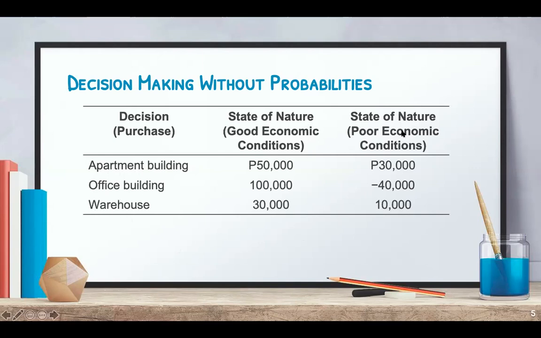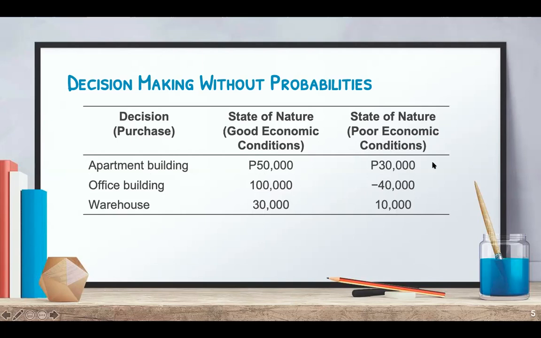There are two states of nature: number 1, good economic conditions, and number 2, poor economic conditions. In good economic conditions, the payoff for apartment is 50,000, for office 100,000, and for warehouse 30,000. But if the economic conditions are poor, the apartment payoff is 30,000. Office is negative 40,000, meaning you even incur a loss. And then warehouse, 10,000.